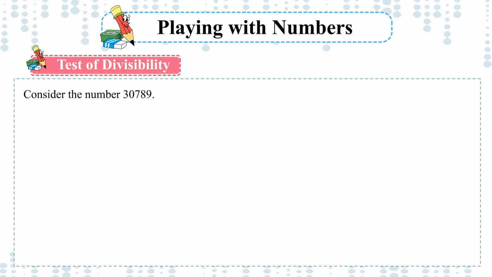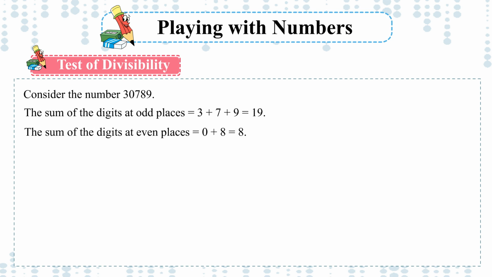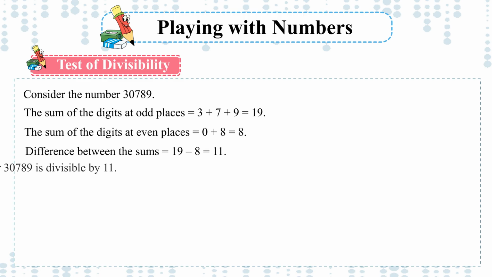Consider the number 30,789. The sum of the digits at odd places, 3 plus 7 plus 9, is equal to 19. The sum of the digits at even places, 0 plus 8, is equal to 8. The difference between the sums, 19 minus 8, is equal to 11. So, the number 30,789 is divisible by 11.